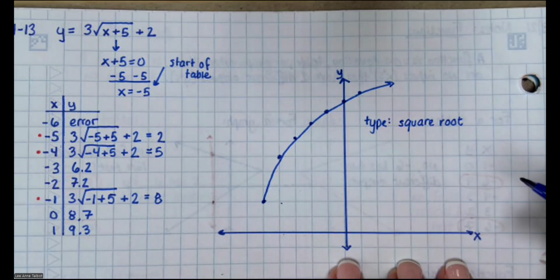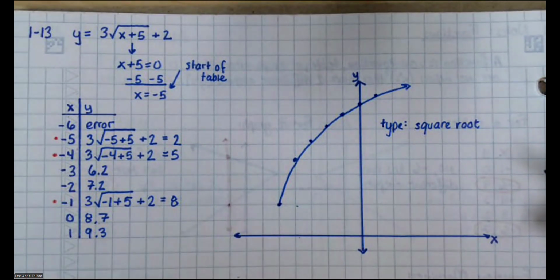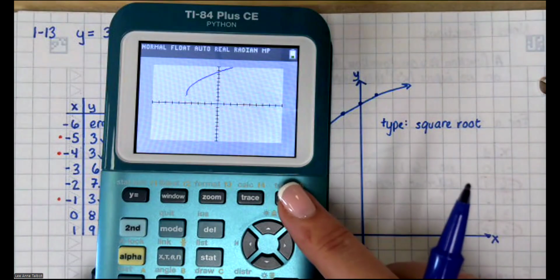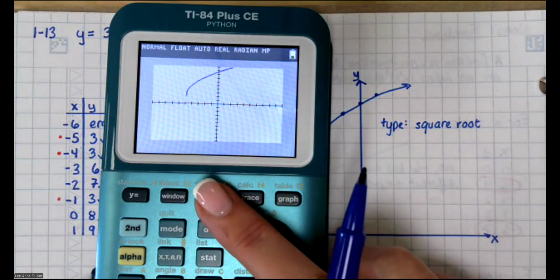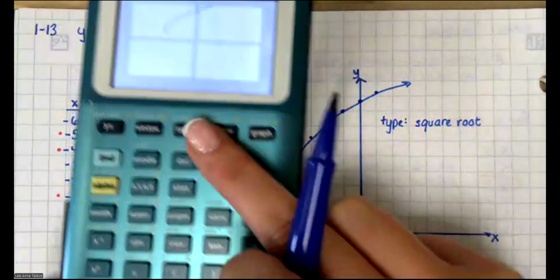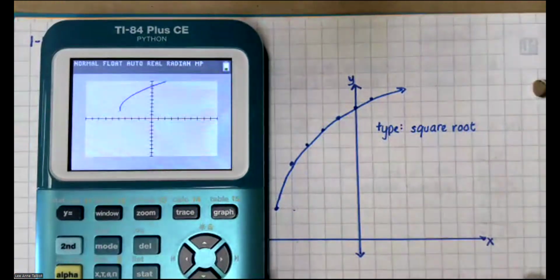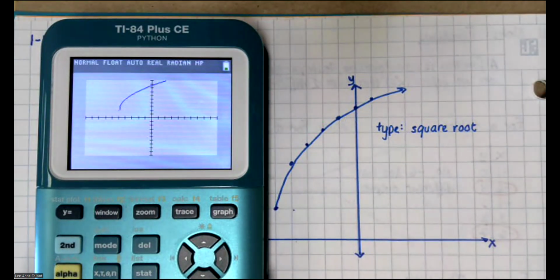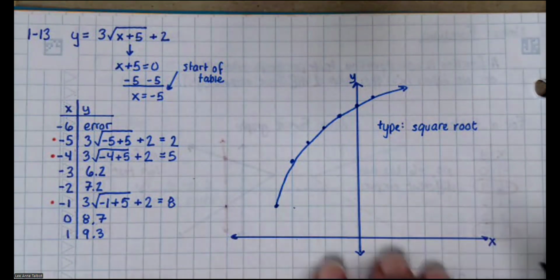How do you just hit the graph button right here? Oh, okay. Hit zoom 6. Everybody in the class, if yours doesn't look like mine, hit zoom and then 6. It'll get you back to the original screen. Did that work? Okay. Did you use zoom 6? Okay. All right. So type is a square root graph.